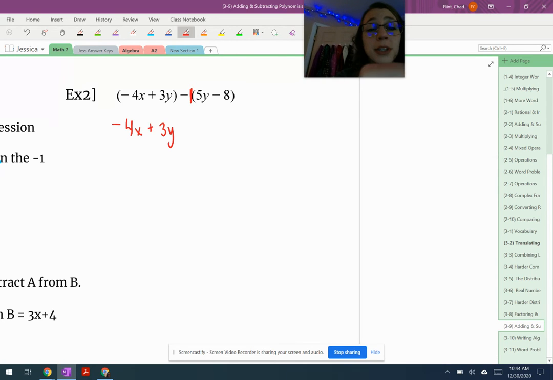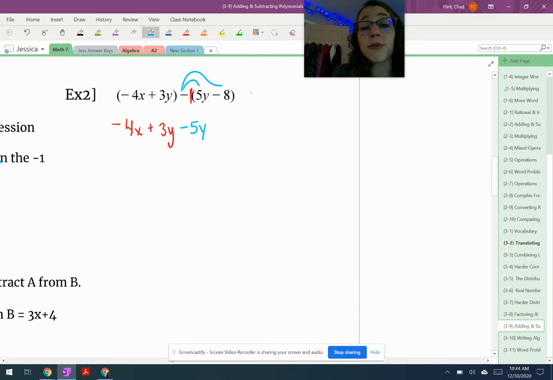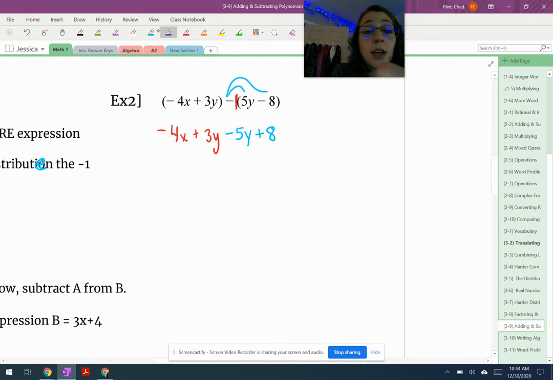Now here, distributing the -1, -1 times 5y is a minus, or -5y. And -1 times -8 is a positive 8. And you should be using your calculator to double check that. So now we are just combining like terms.